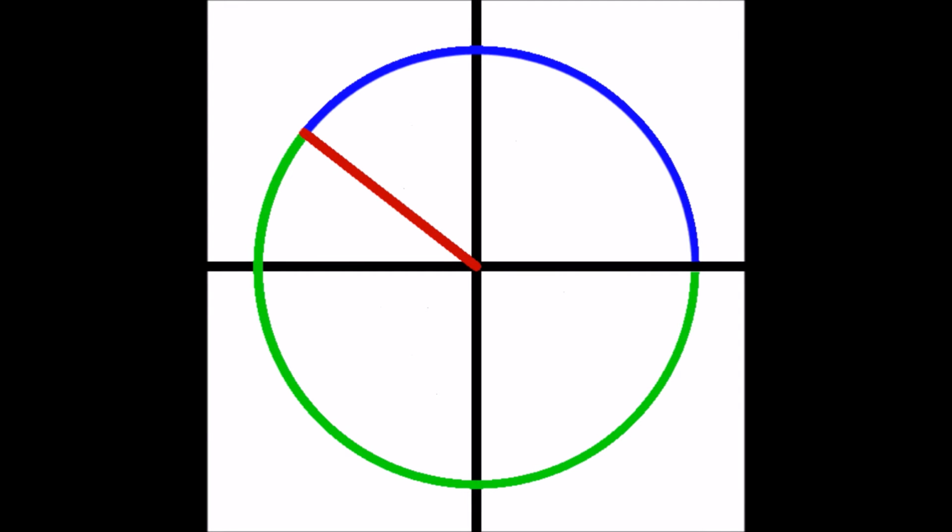Coterminal angles are two angles who share the same terminal side. For example, 100 degrees and negative 260 degrees. You should also know that positive rotations can have positive coterminals, and negative rotations can have negative coterminals.